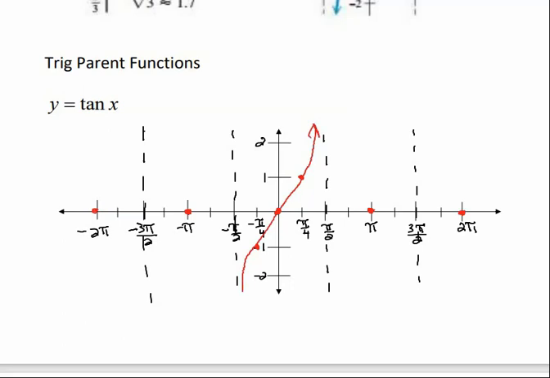All right, so that is what one period of the tangent function looks like. So it repeats at all of these places. All right, and again, we have to make sure that we draw arrows because it's continuous in the range. I think that's enough. All right, so that's what our parent function for tangent looks like.